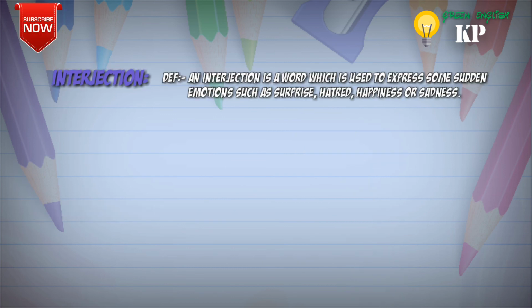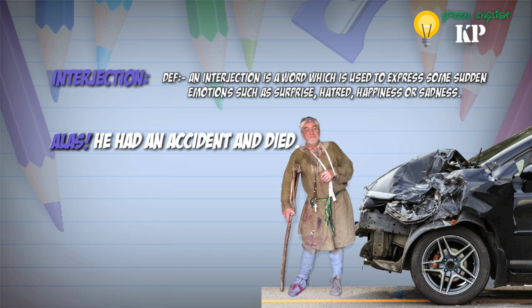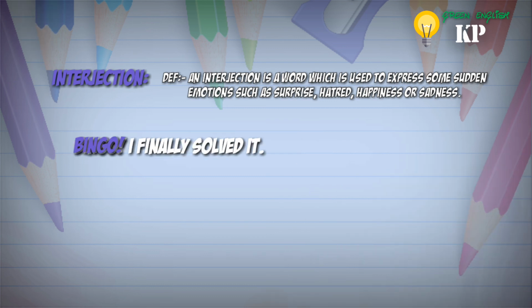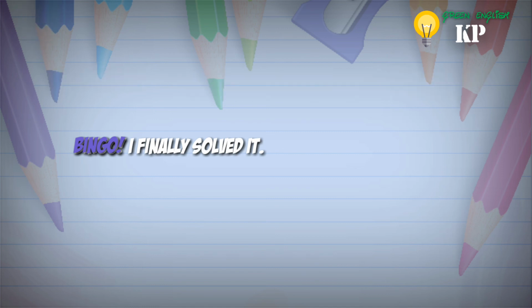Interjection. An interjection is a word which is used to express some sudden emotions such as surprise, hatred, happiness, or sadness. Examples: alas! A loss. He had an accident and died. Bingo! I finally solved it.